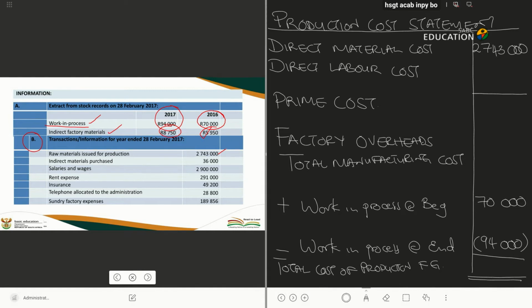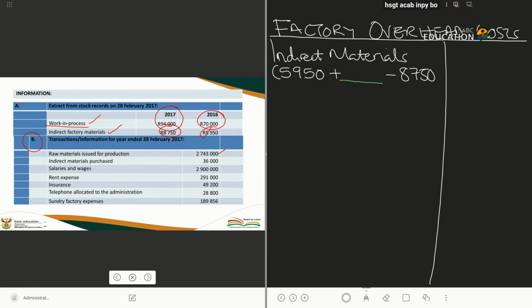Let's go to the next one now. What do they say? They say indirect materials purchased. You remember we did touch some indirect materials earlier on? Yes, we did. And where did we touch it? You're correct, in the factory overhead. Let's go to our factory overhead. So we had our opening stock, we had our closing stock. What were we missing? Purchases. So we're going to bring our purchases, and they told us how much it is: 36,000. So I'm coming here to say plus 36,000.